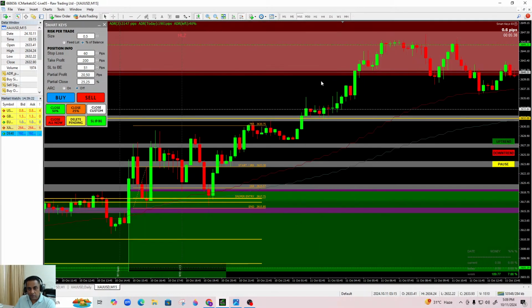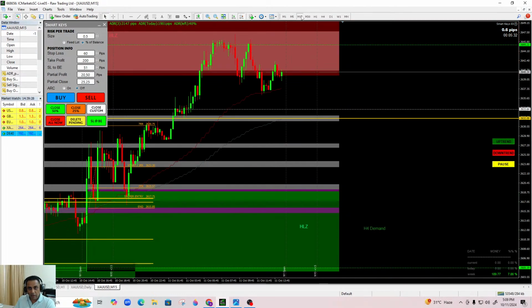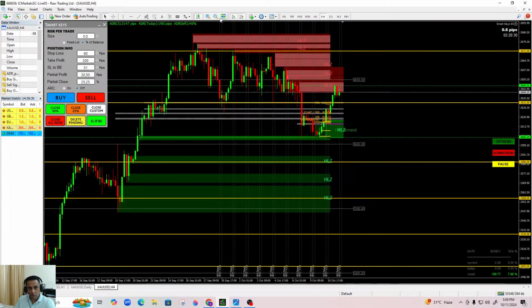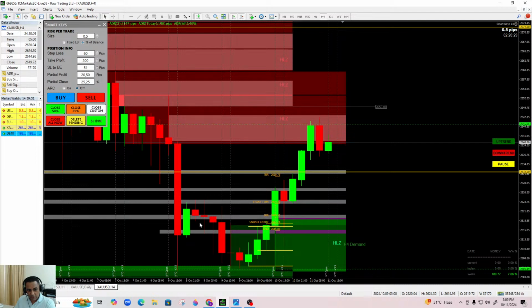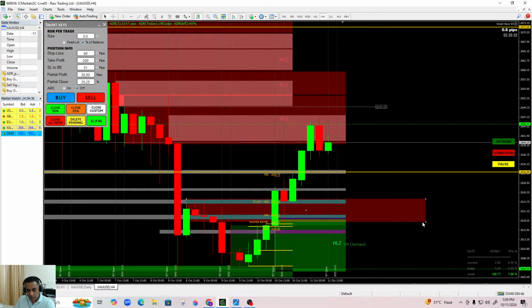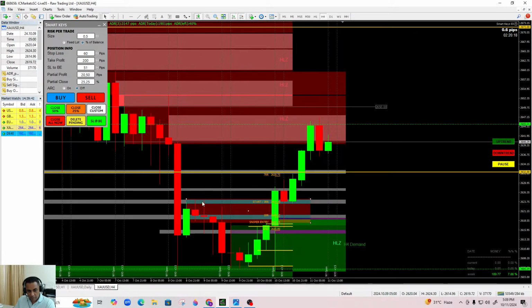So I had drawn this supply zone. So the idea here was that if price breaks this supply, so if you watch yesterday's stream, you'll see what I said. We had supply down here. This is where we had supply. It was here, right there. That was the supply zone. I said if price breaks and closes above, then we're heading to the next supply zone. That was the idea for the trade.